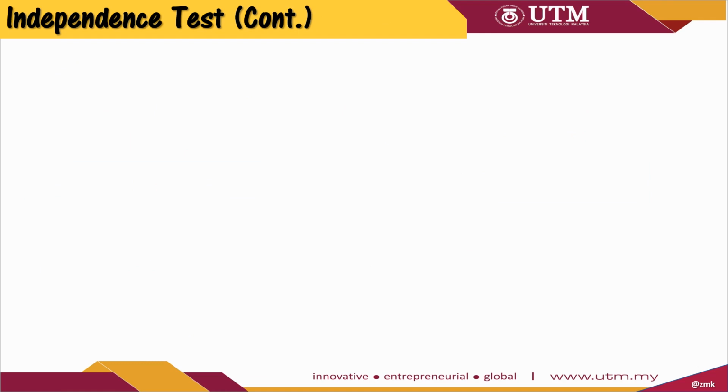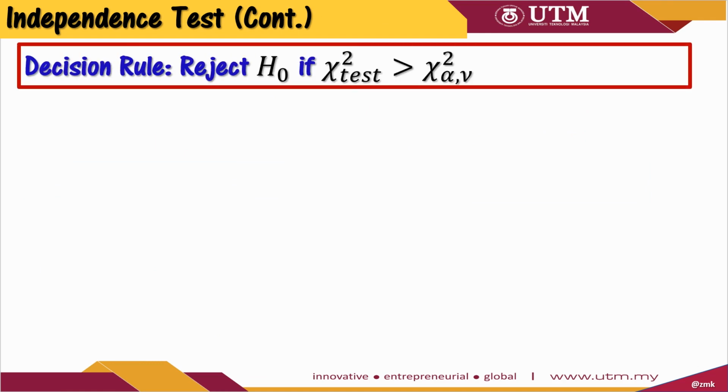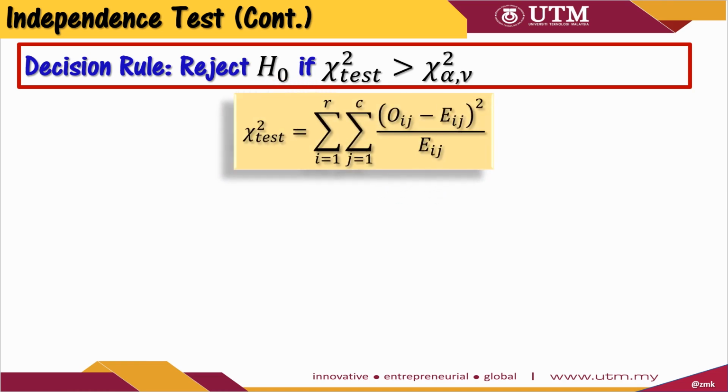Recall the decision rule in an independence test is to reject the null hypothesis H0 if the chi-squared test statistic is greater than a chi-squared critical value at the whole alpha and nu degrees of freedom, where the chi-squared test statistic is given as follows.